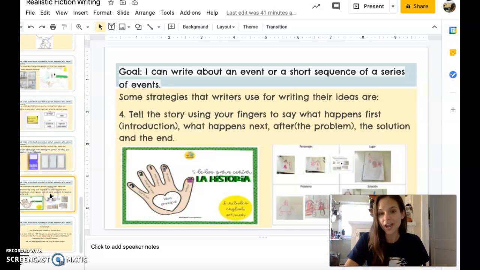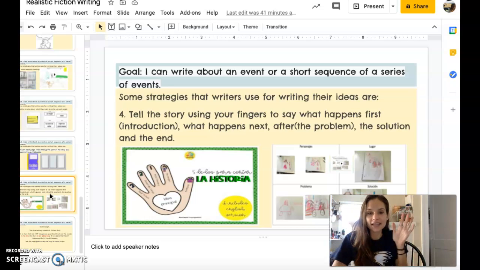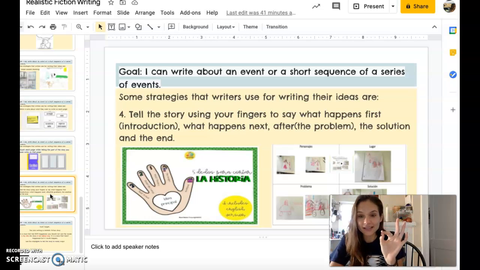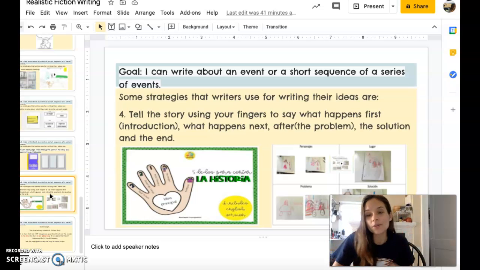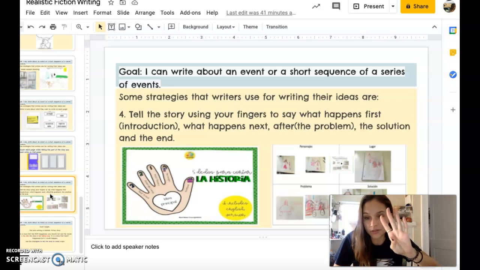The 4th strategy is telling the story using your fingers to say what happens first, what happens next, what happens after. Usually the problem comes up in the middle, then telling the solution, and then telling the end of the story. So if I can do this just to show you what I mean. So you could say, in the beginning, there were, and all you do is you put your finger down when you tell me this.